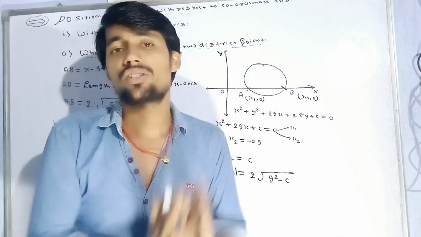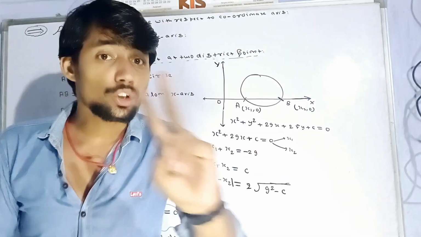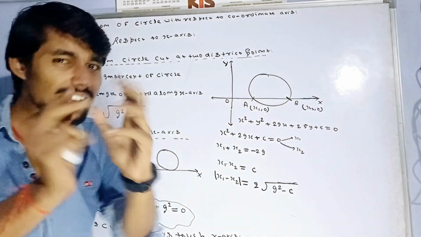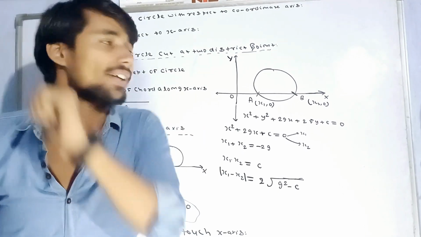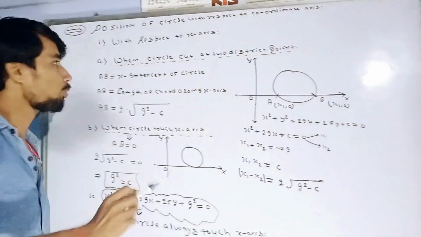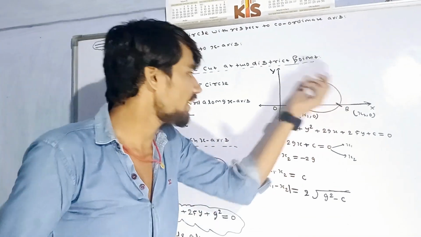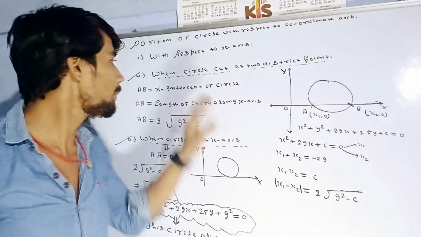Now we will discuss the position of a circle with respect to the coordinate axes. We know that there are two coordinate axes: one is the x-axis and the other is the y-axis. First we will discuss the position of a circle with respect to the x-axis. In this case, there are two cases. Case 1 is when the circle cuts the x-axis at two distinct points, and case 2 is when the circle touches the x-axis. Now we will discuss case 1.